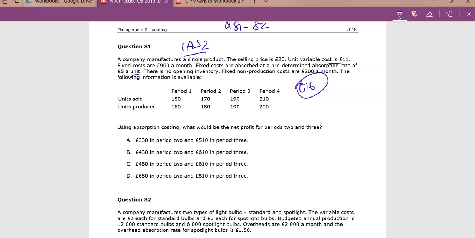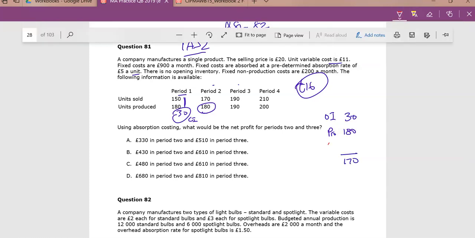What are we saying here? They want us to tell them what the net profit was for period 2 and 3. So let's look at period 1. In period 1, you made 180, you sold 150, so you have 30 units left that become opening inventory in period 2. Because you have 30 units that didn't sell, that's your closing inventory. So your closing inventory of period 1 becomes opening inventory in period 2. You produce another 180, and because you sold 170, you must have had closing inventory of 40, right?